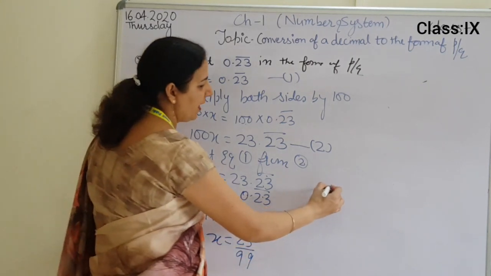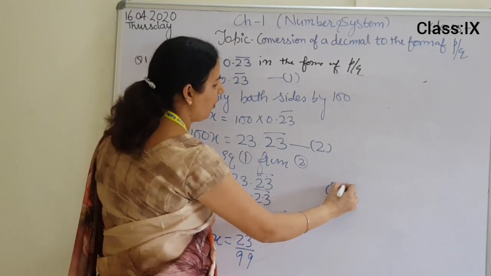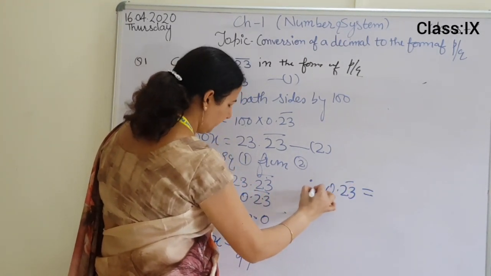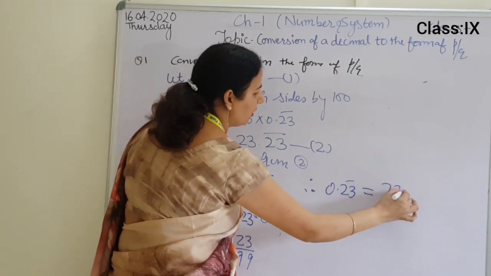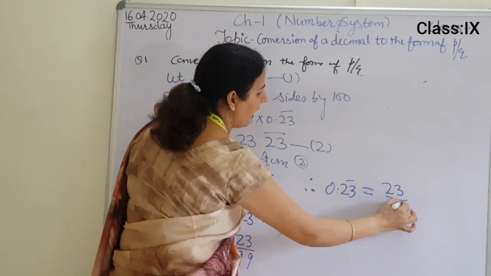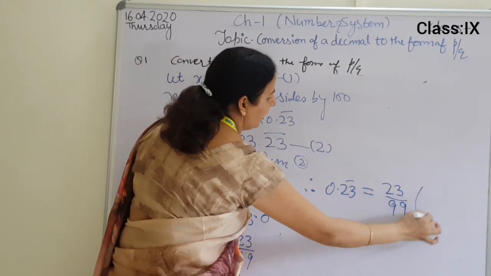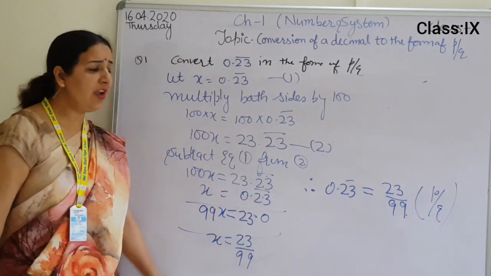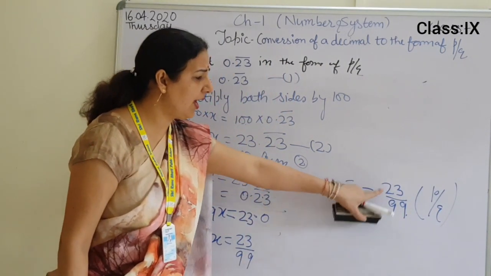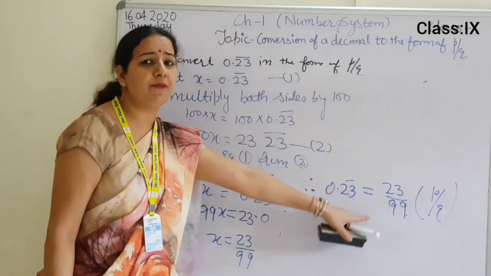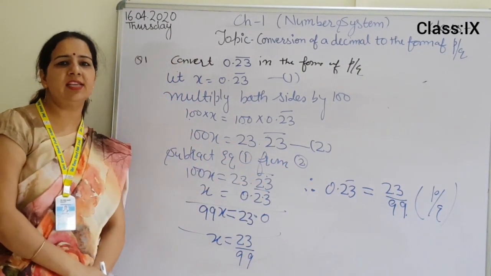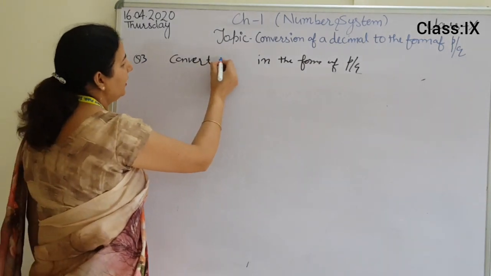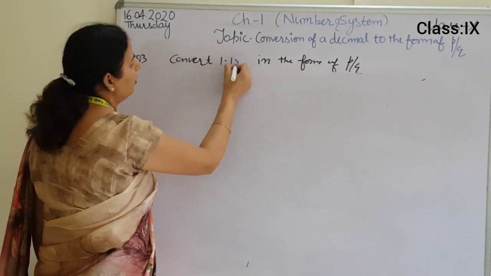And what was the value of x? 0.23 bar, therefore, is equal to 23 upon 99. It is in the form of P by Q. If they are both divisible by a common number, then you have to reduce it to the simplest form. Let me take one more example so that the question will be more clear to you.